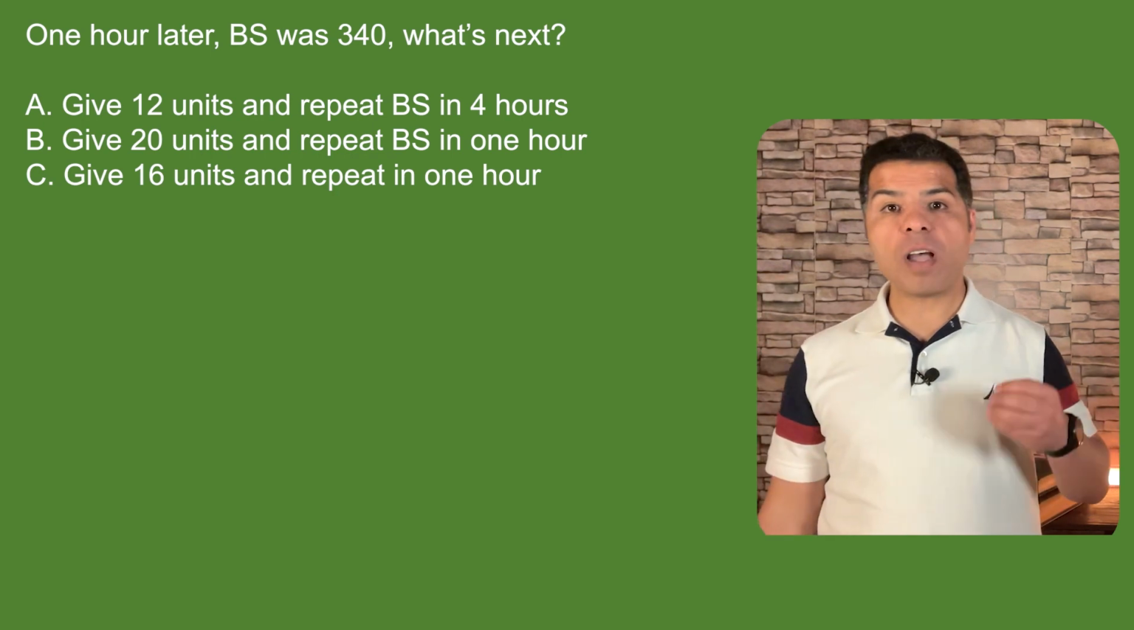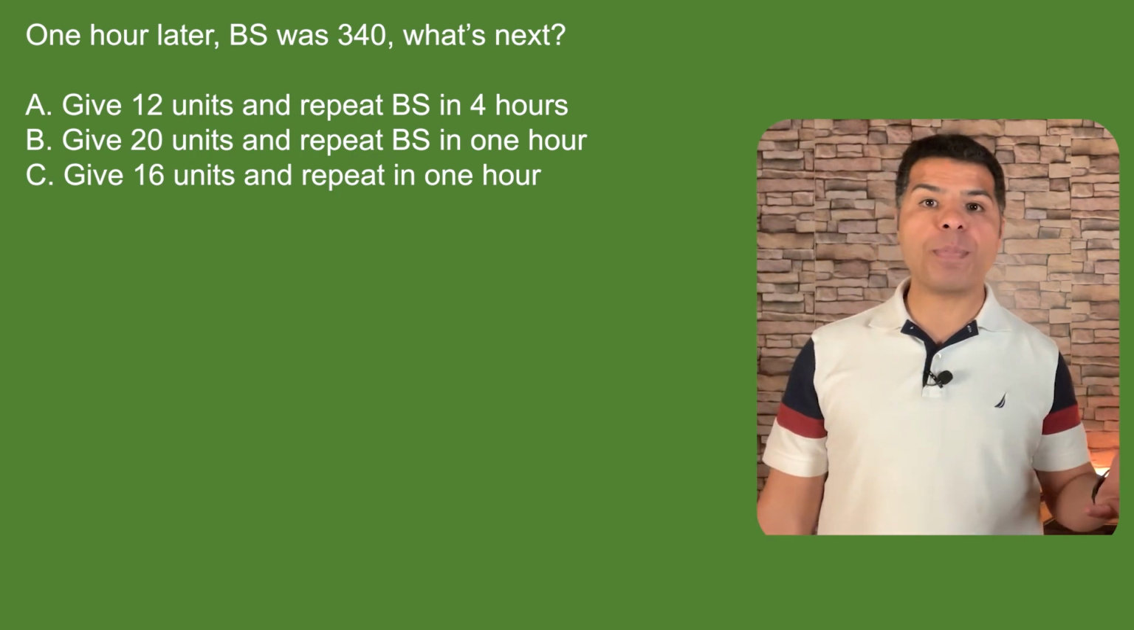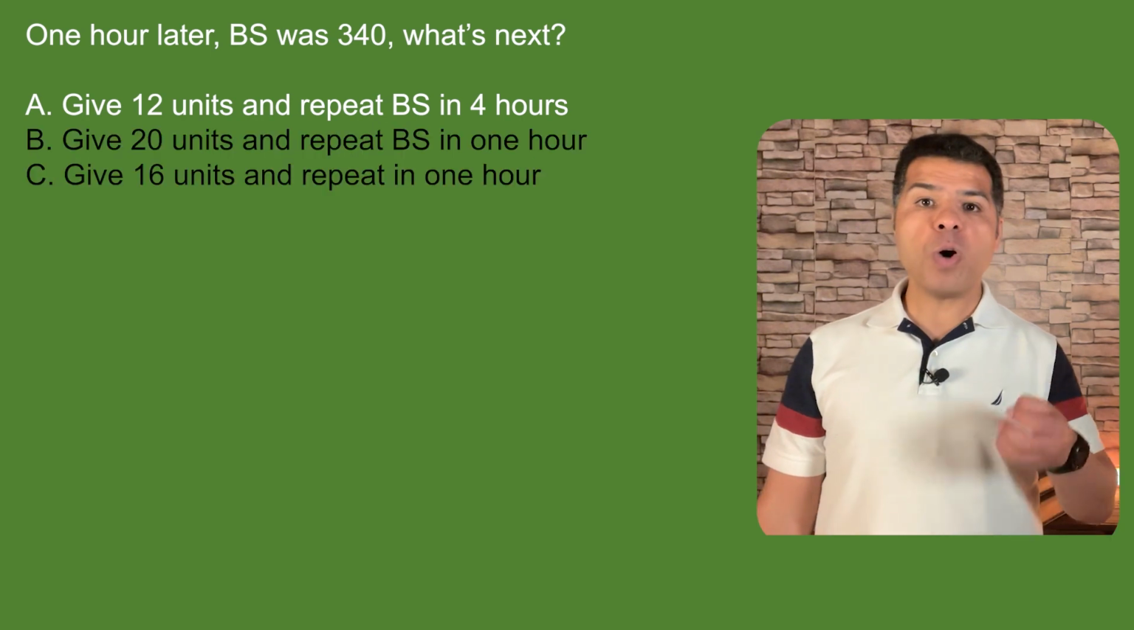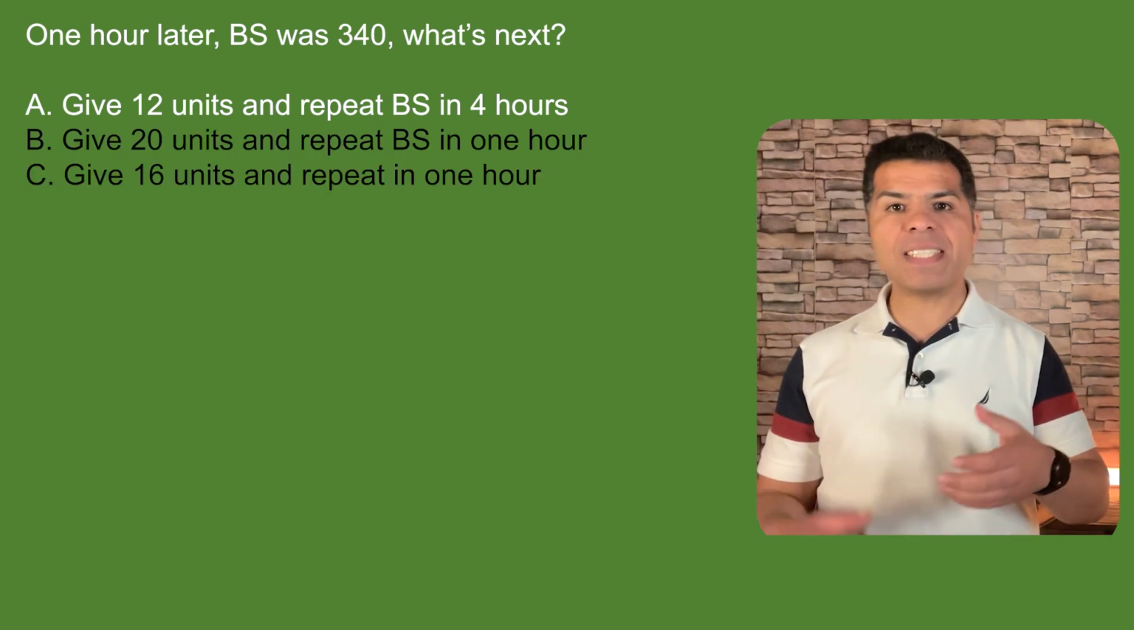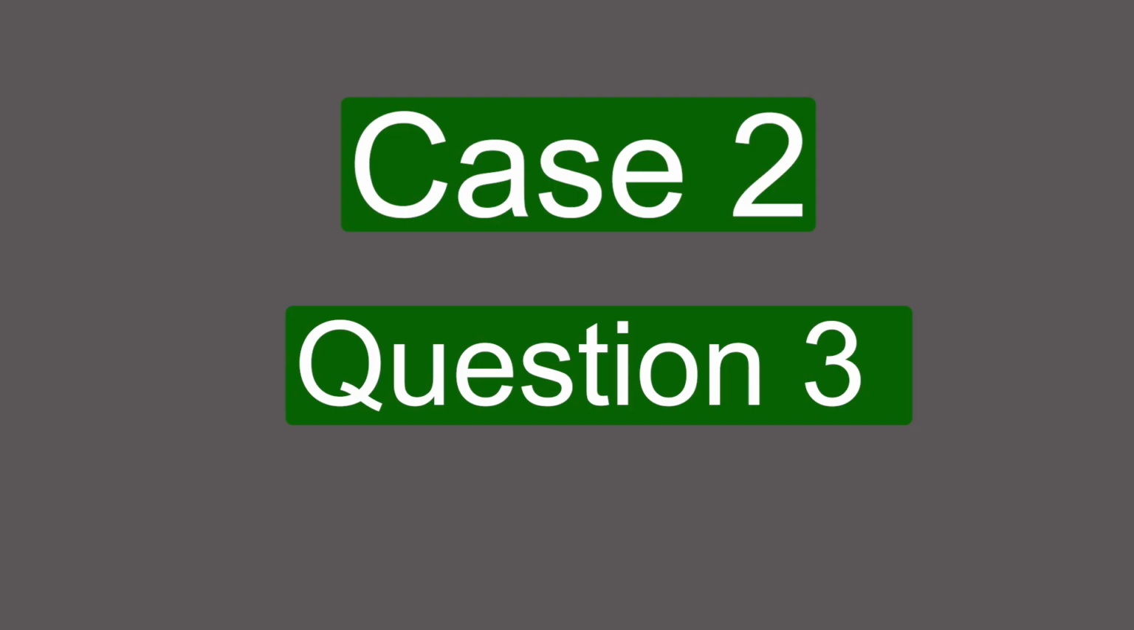I guess we agree that option A is still not the best next step. Option B and C are both acceptable, although I expect 20 units will produce a similar or bigger drop in blood sugar.